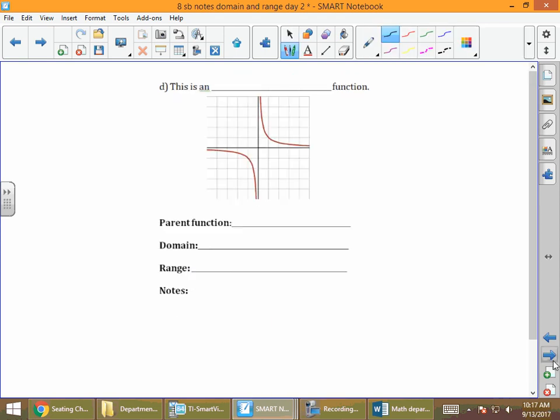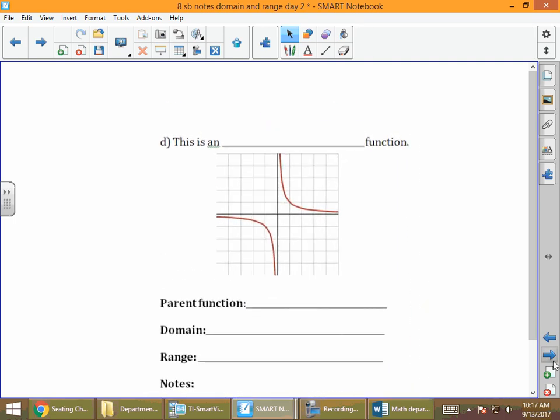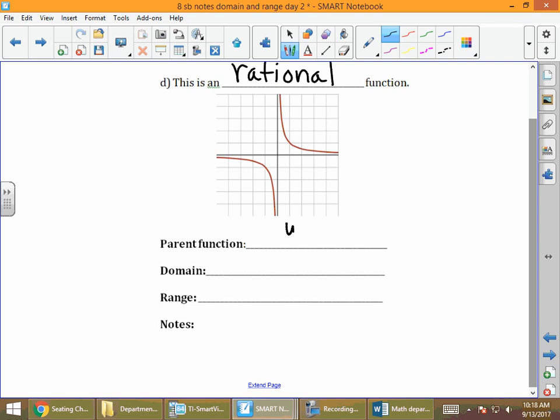When we look at the last type of function here, it's nice to have the picture. We deal more with this kind of function in college algebra and pre-calculus. But the kind of function that this is, a rational function. And the parent function is y equals 1 over x. And our domain and range are going to be pretty weird here for a minute.